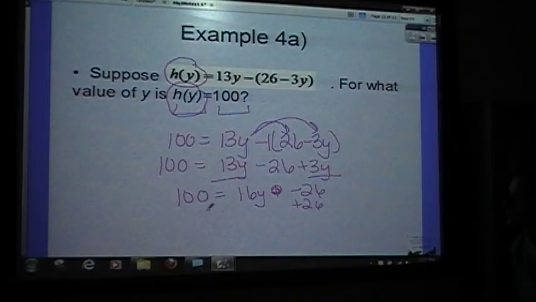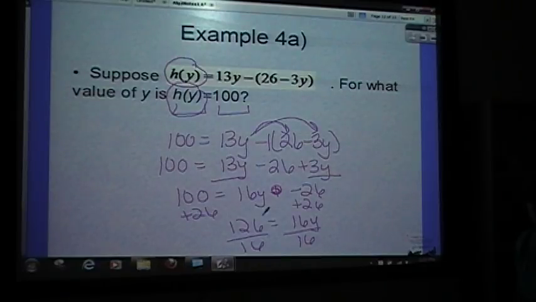Add 26 to both sides to keep it equal. 126 is 16y. Divide both sides by 16 to get y equals 7.875. That problem wasn't really difficult. Just really need to be careful when you distribute that negative.